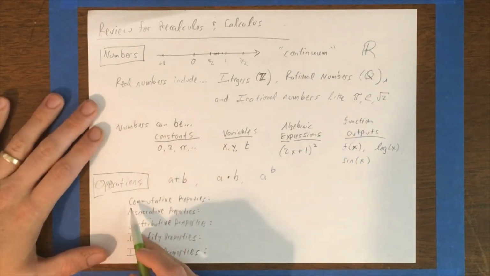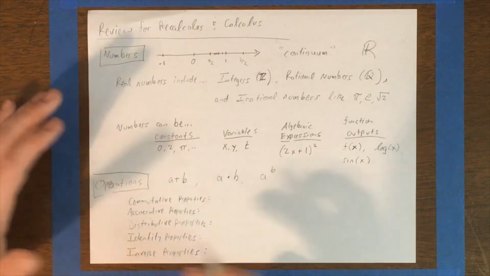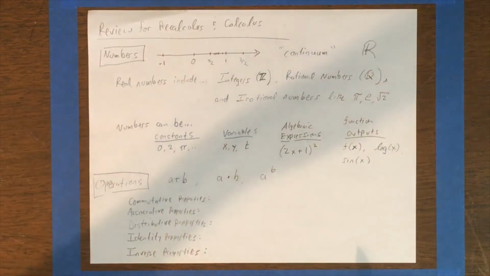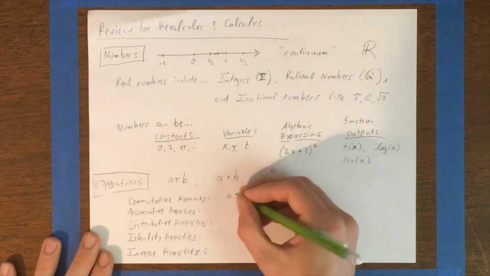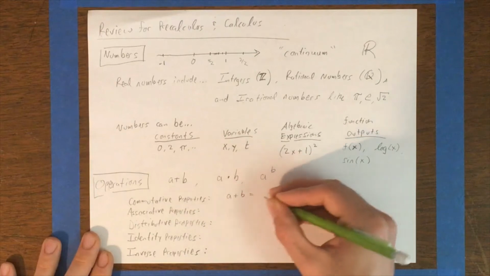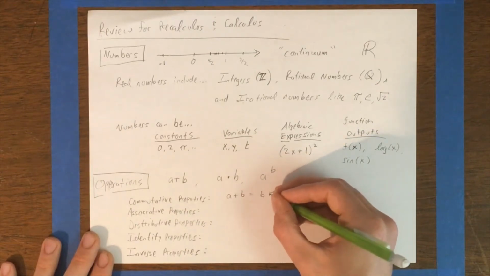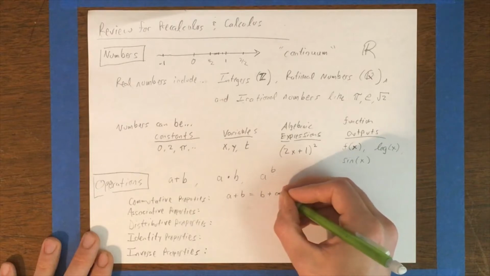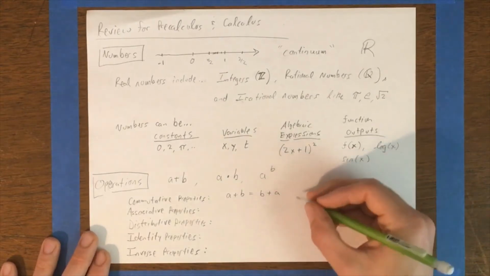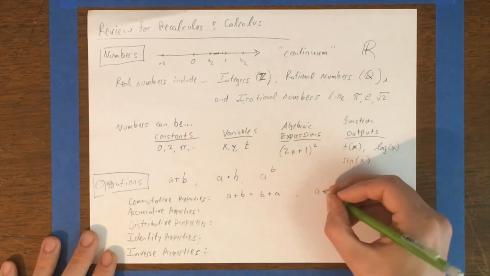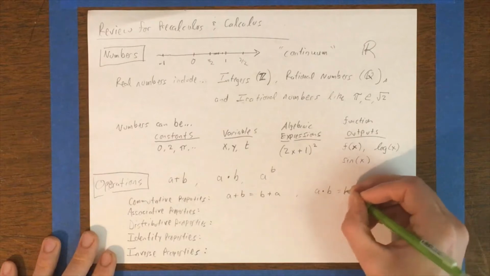So the first two, I'm sure you've probably heard of all of these, but the first two are very familiar, almost second nature. Commutative and associative properties. Commutative means that when you're combining things with addition, the order of the numbers that you are combining doesn't matter. A plus B is the same as B plus A. We can swap that order, and it doesn't affect the outcome. Same is true for multiplication.